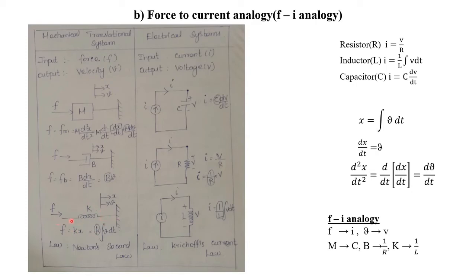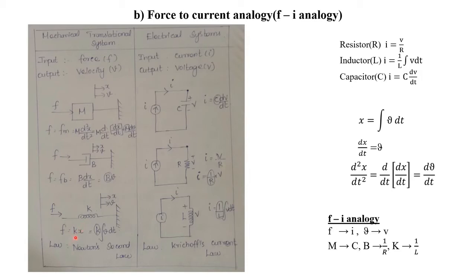At the free end, we are applying a force. Due to this, there will be an opposing force generated here. So this K will be displaced by a distance of X. And also there will be a velocity along the same direction, that is represented by V. Now using Newton's second law, we can write applied force F is equal to opposing force Fk.